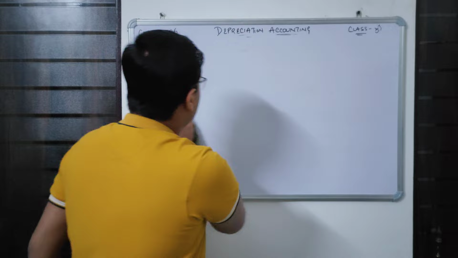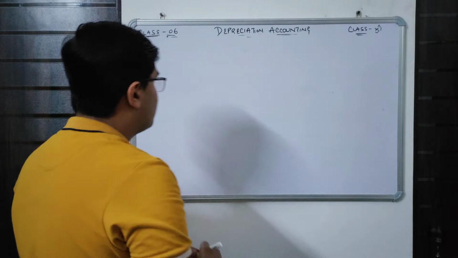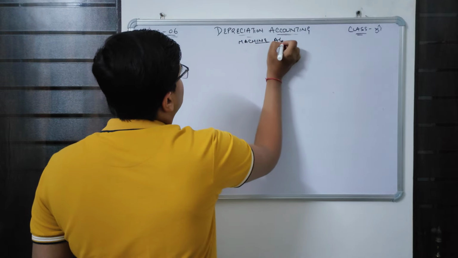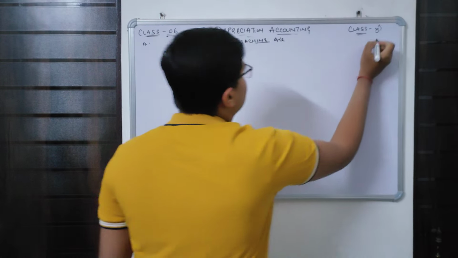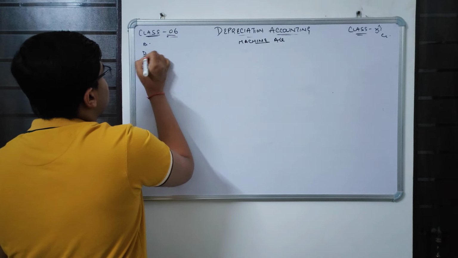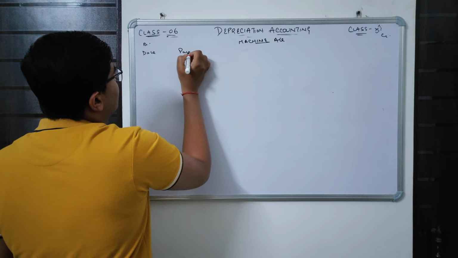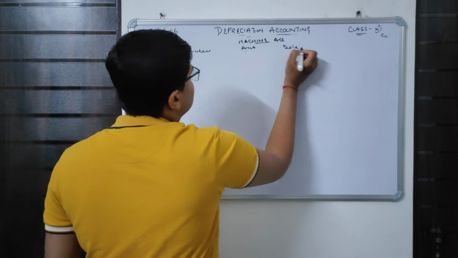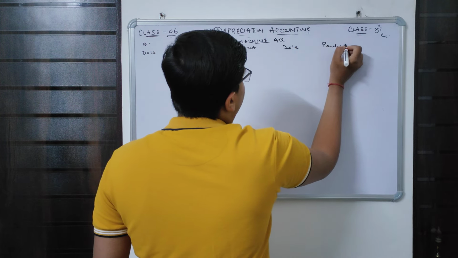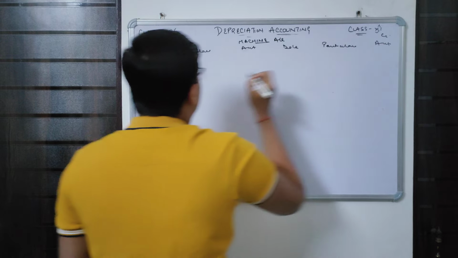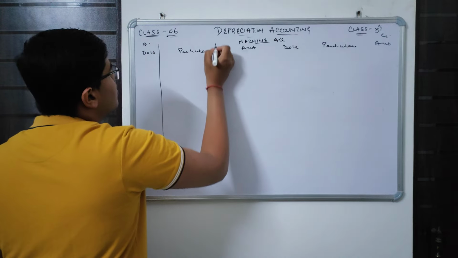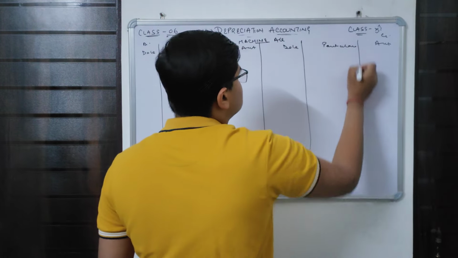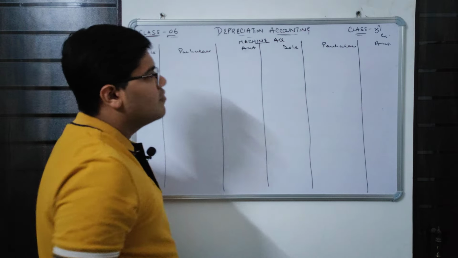First, you have to draw the format, that is the machine account. You have to write debit, credit. The format will be the same as preparing any account. You have to write date, particulars, amount, date, particulars, amount. Now you have to draw the line, and now we will start the question.